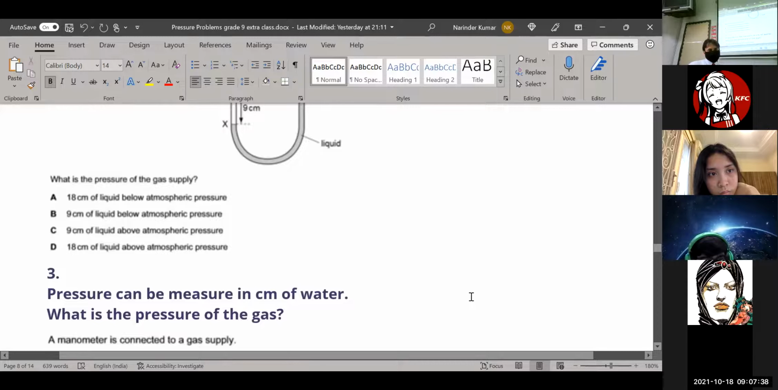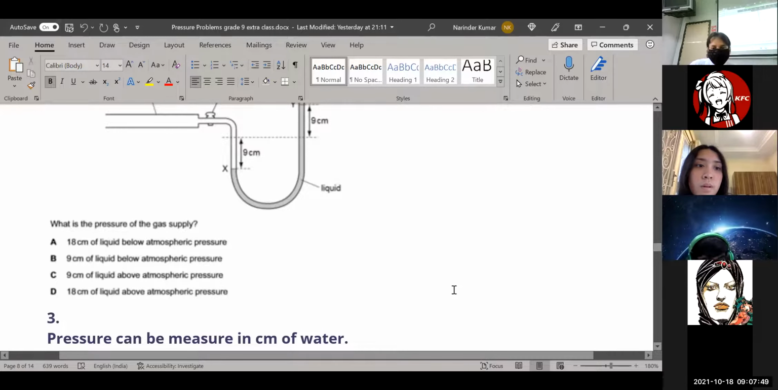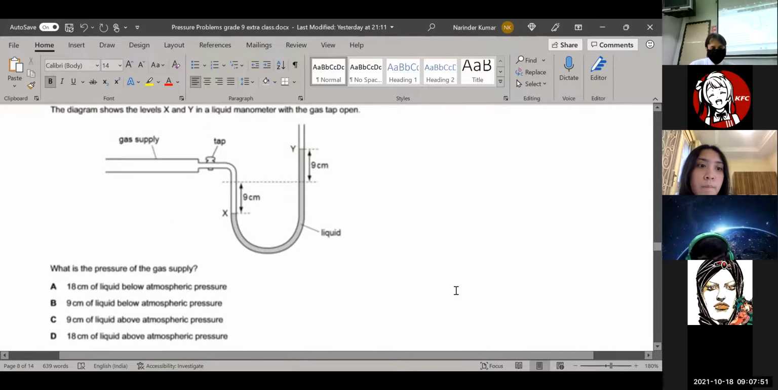What is the pressure of the gas supply? 18 centimeter of liquid below atmospheric pressure, 9 centimeter, 9 centimeter, 18 centimeter of liquid above atmospheric pressure. Now, children, how would you find out the answer of this question? If you see this diagram, the height is always taken at the lowest level and the highest level. So the lowest level is X and the highest level is the point Y.